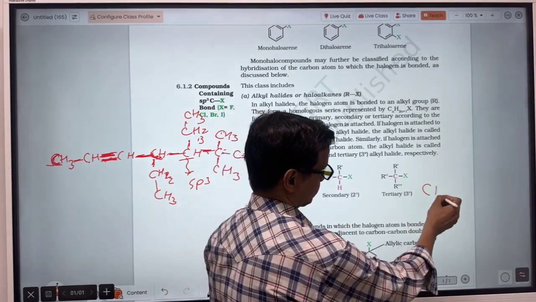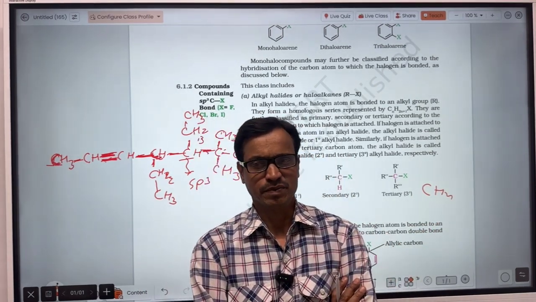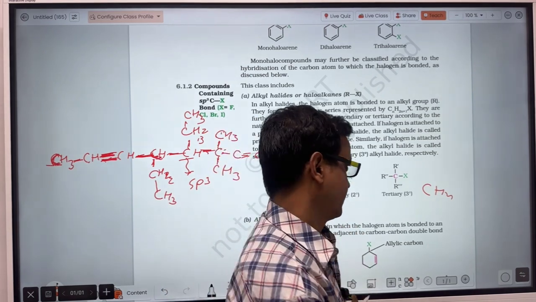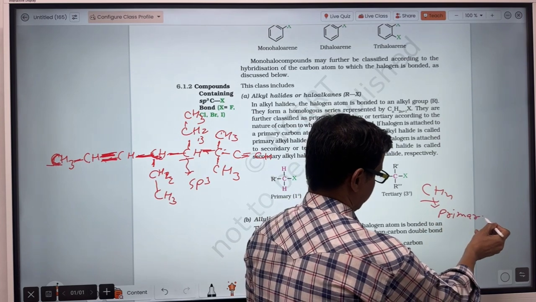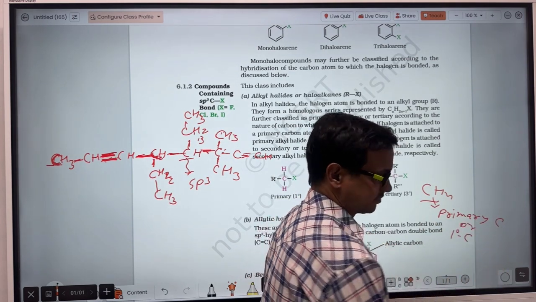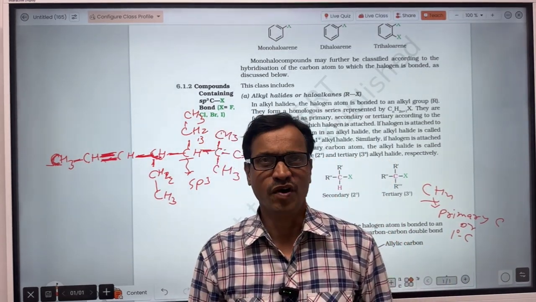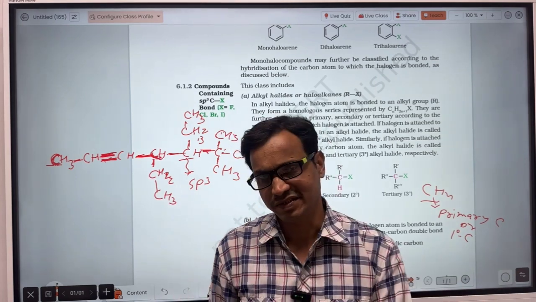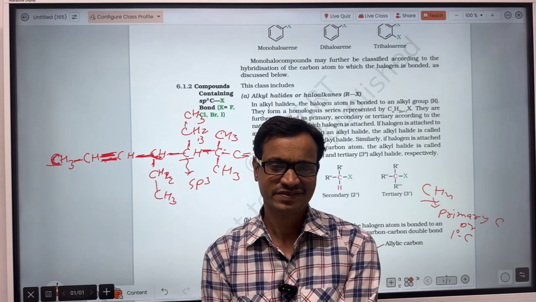Like in methane, carbon is not doing bond formation with any other carbon. So this one is also a primary carbon, or that is also called 1 degree carbon. The carbon atom which will do bond formation with only one carbon or with no carbon will be called primary carbon or 1-degree carbon.